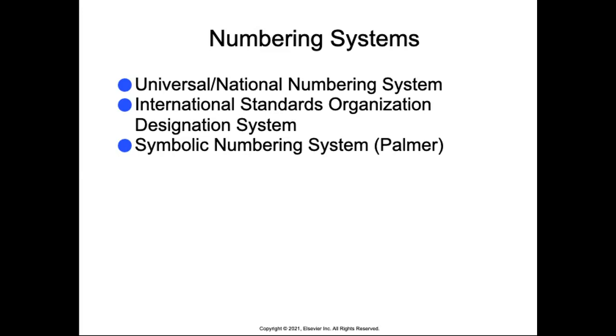The next one we have is the symbolic numbering system. This is also known as the Palmer system. With this system, each tooth in a quadrant is assigned a number, and quadrants are differentiated by a symbol. We can see these on page number 29, figure 2-22. We see these little boxes or little half boxes that go around each tooth. You would designate which quadrant we're talking about. It's very similar to the International Standards Organization designation system, where we start the tooth numbering at the center or the midline of the mouth.